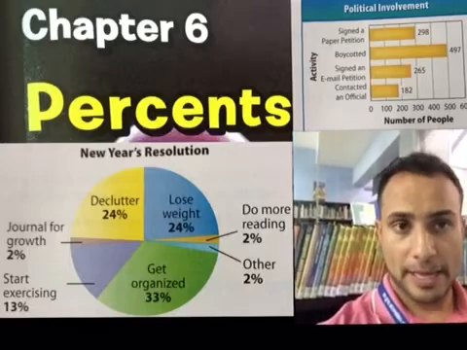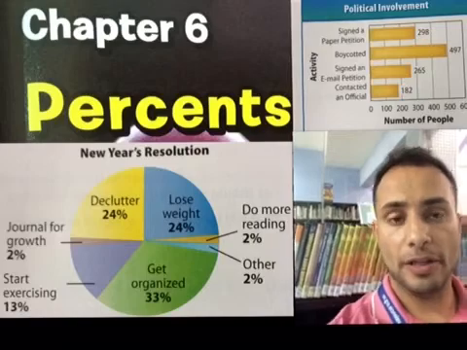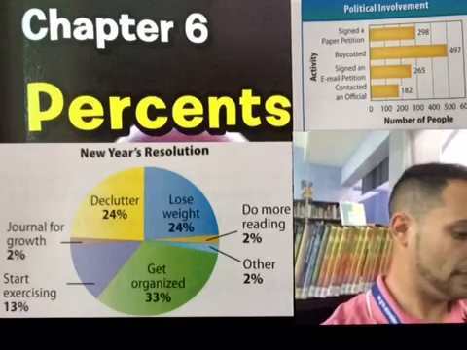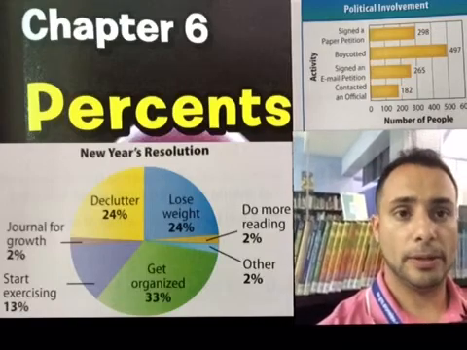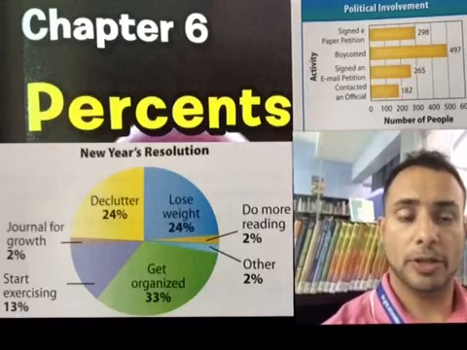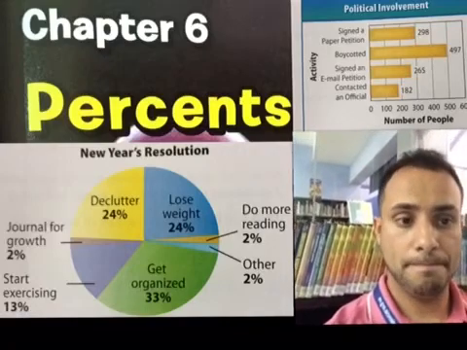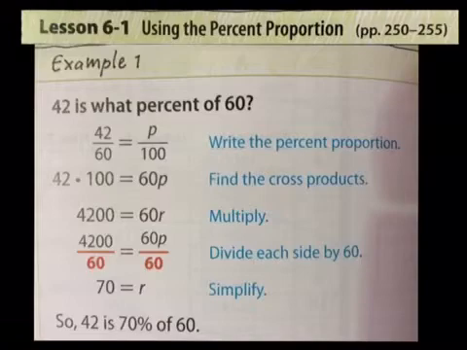So for the sake of time, again, let's do all the lessons for Chapter 6, which I believe is 6 or 7 lessons, and we will go through them a lot faster on this video, okay? Let's start with lesson 6-1, using the percent proportion. If you need other references, you can turn to page 250, 255 in your textbook.